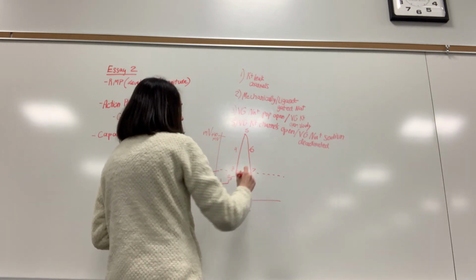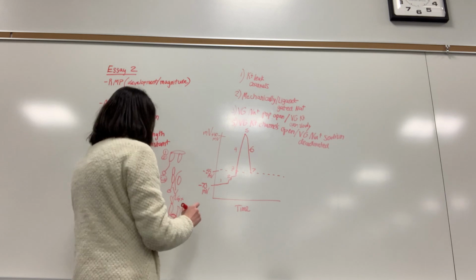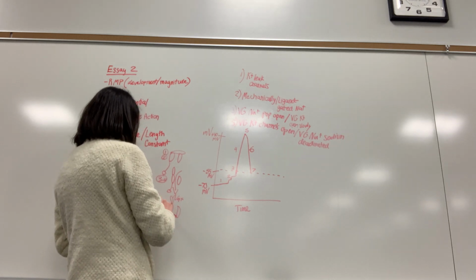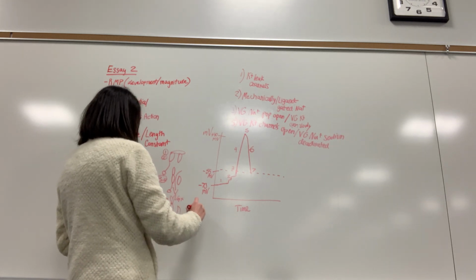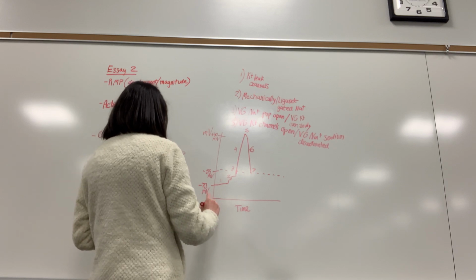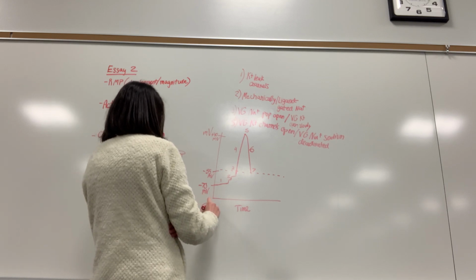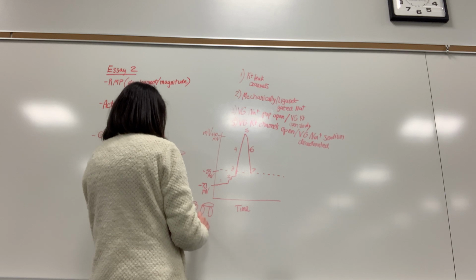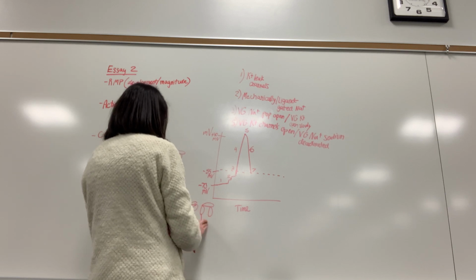Now, once the cell reaches threshold again, you can say this is 5 and 6. This is going to be 7. Our sodium voltage-gated channels are going to be completely closed.